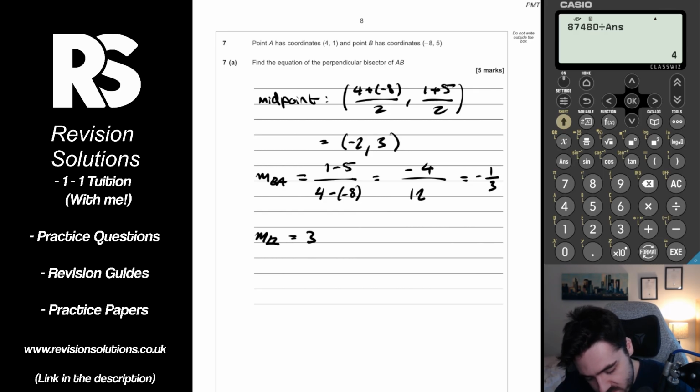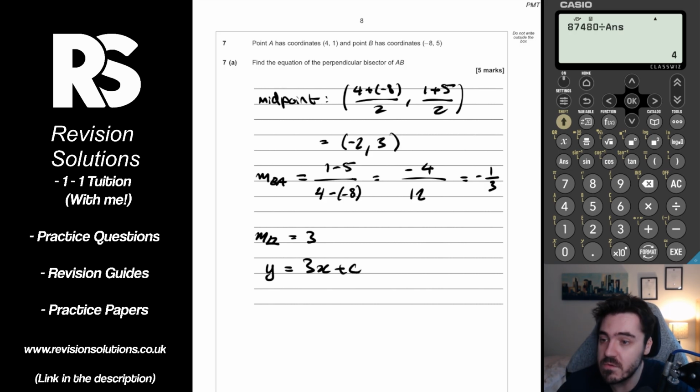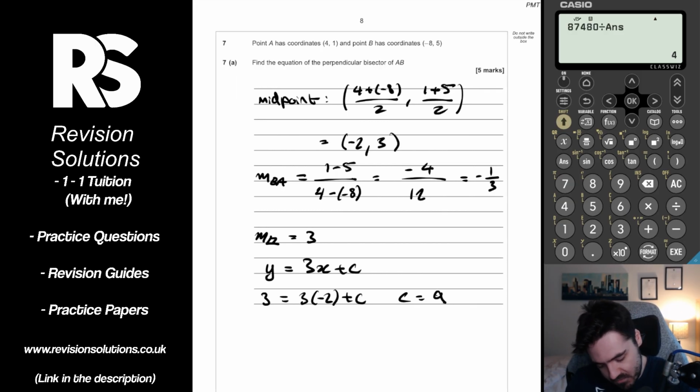So now we have enough to find the equation, because we know it's going to be y equals 3x plus c. And we know that it must pass through minus 2, 3 if it's going to be a bisector, so we can plug that point in. We'd have 3 equals 3 times minus 2 plus c. That is going to be, c would be 3 and then plus 6, so 9. So our final answer would be y equals 3x plus 9.